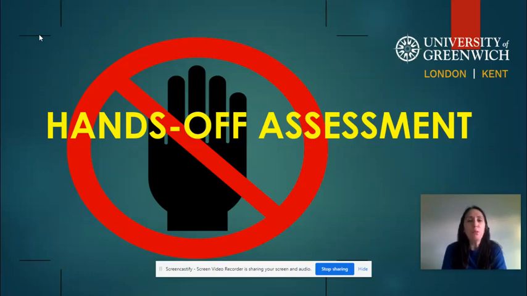Hi, welcome to part two of the paediatric assessment. And in this part, we'll be talking about the hands-off assessment and the paediatric triangle. So, what do we mean by hands-off assessment?